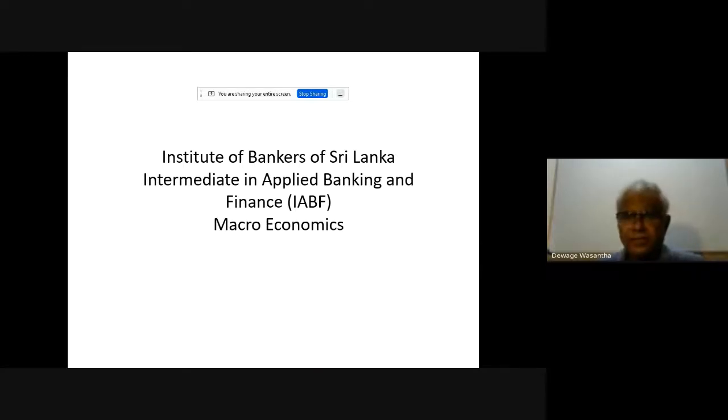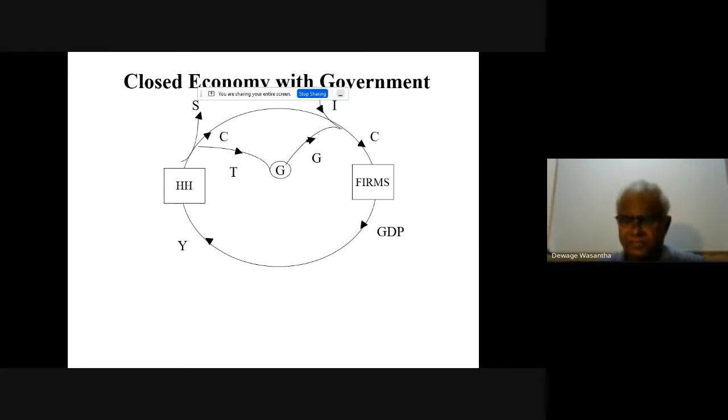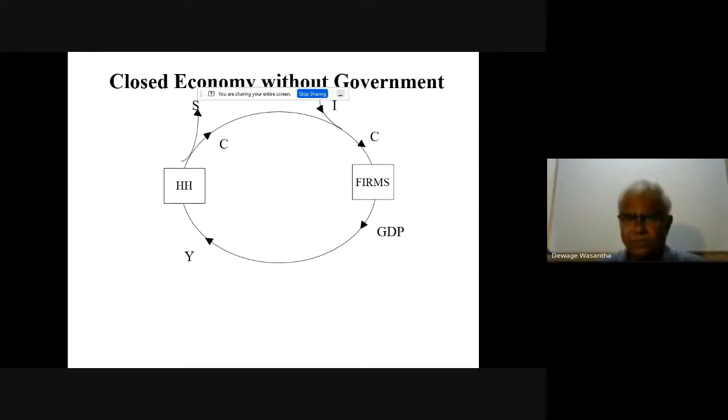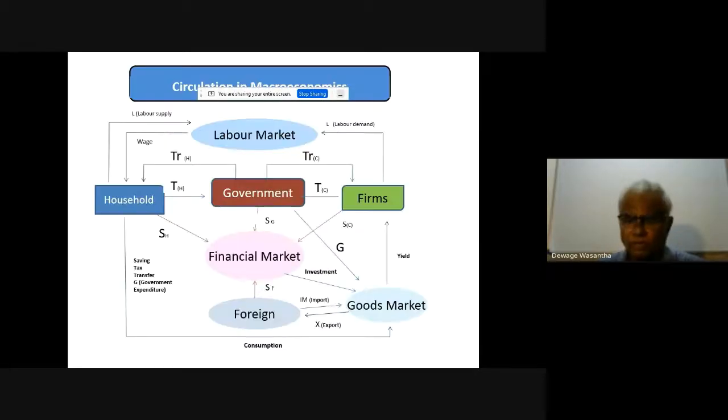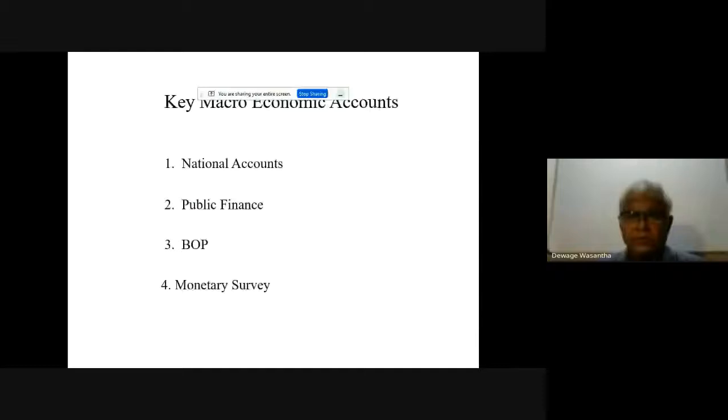Last week we started the discussion on national accounts. There we discussed first the models: basic model, closed economy without government, then closed economy with government, open economy model in detail with all the markets, all the market forces, all the transactions. Then we explained the key macroeconomic accounts that can be used to explain the economic performance.